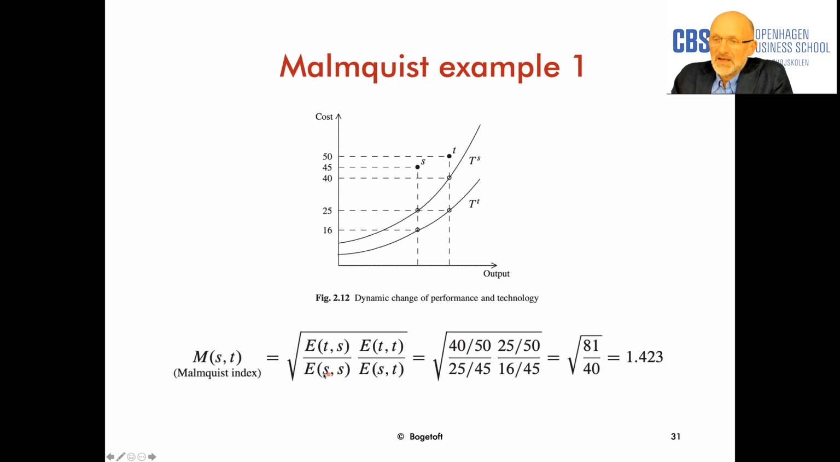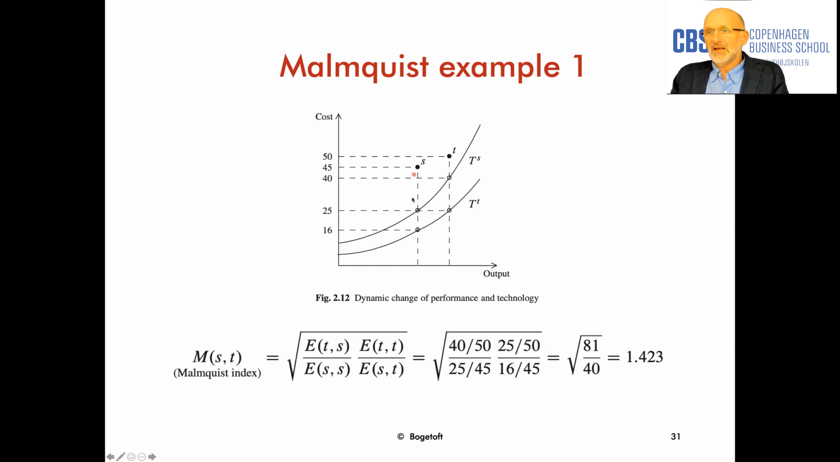Down here I have time s against technology at time s. So it's this one compared to this one, and the minimum cost is 25, and my actual cost is 45. So that's what I get down here. And similarly, you can do this one here. If you do this, you'll get a number, 1.423. And that really means that over time, you're doing better.